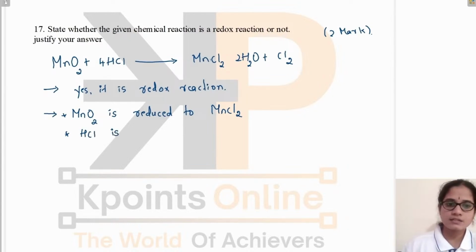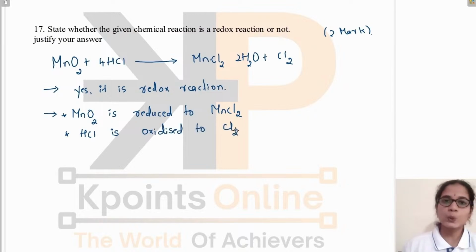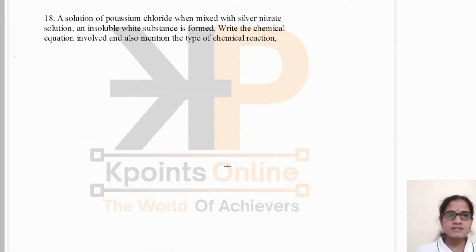HCl is oxidized. So it is a redox reaction. 1 mark is for writing whether it is a redox reaction or not, and 1 mark is for justifying your answer. Okay. The next question is: a solution of potassium chloride when mixed with silver nitrate solution, an insoluble white substance is formed. Write the chemical equation involved and also mention the type of chemical reaction.